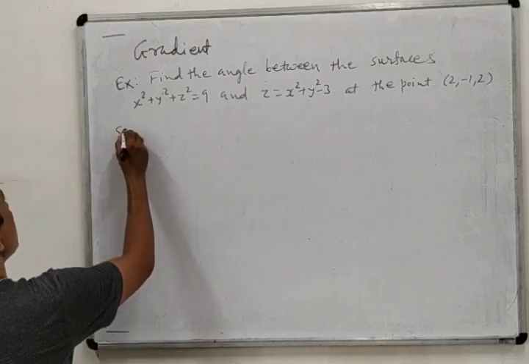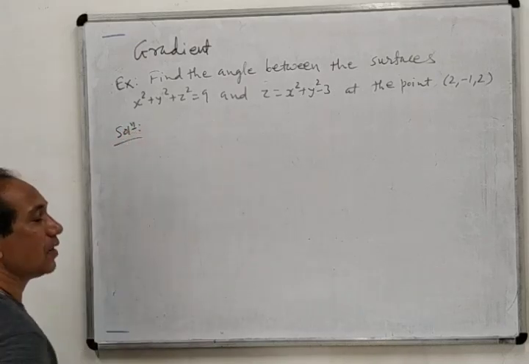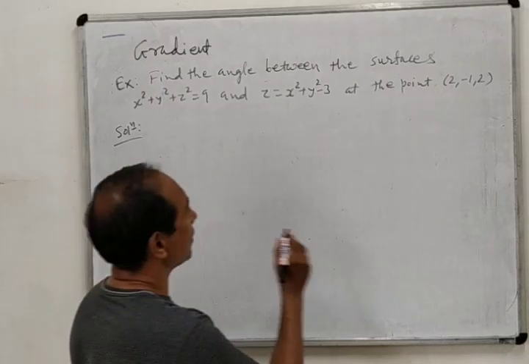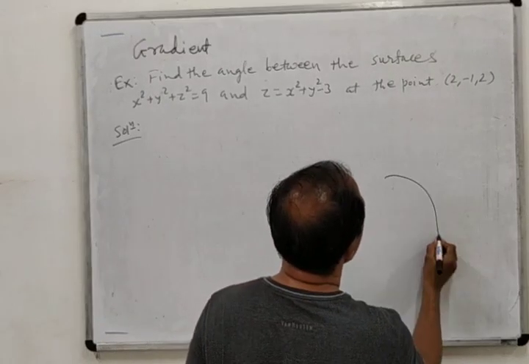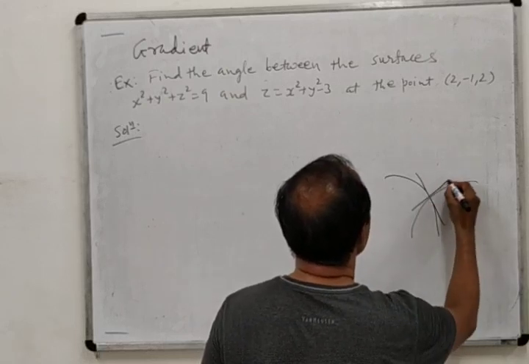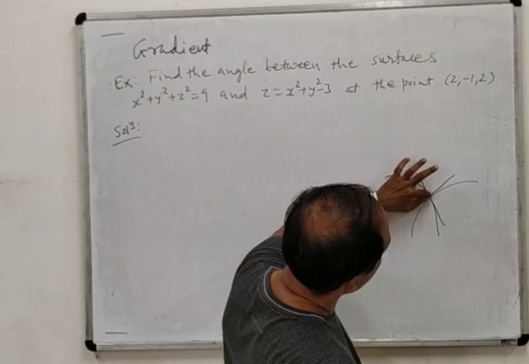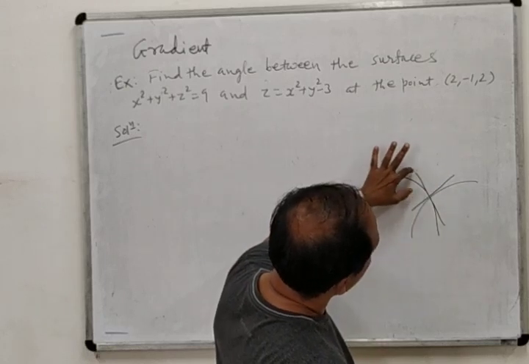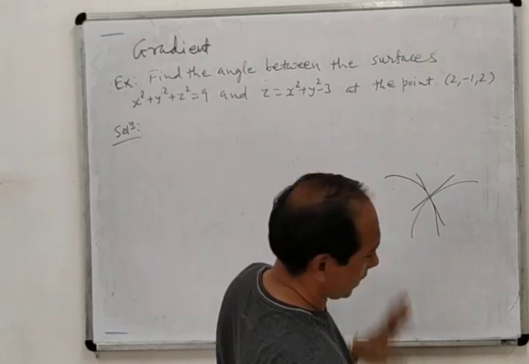We want to find the angle here. So how can we find the angle? Here we are given two surfaces. Let me suppose this is one surface and this is the other surface. So we want to find the angle between these two. The angle between these two curves is nothing but the angle between the two tangents.